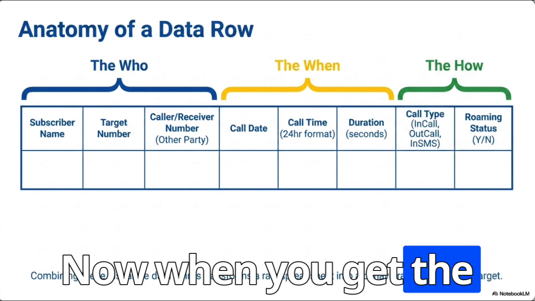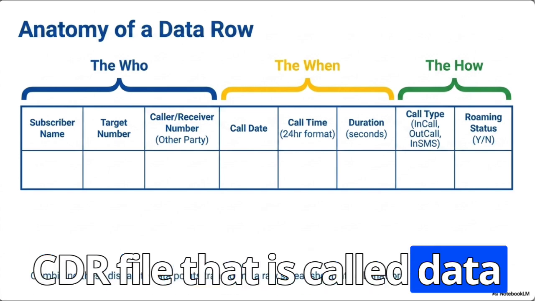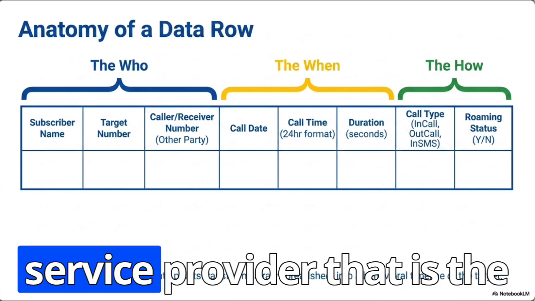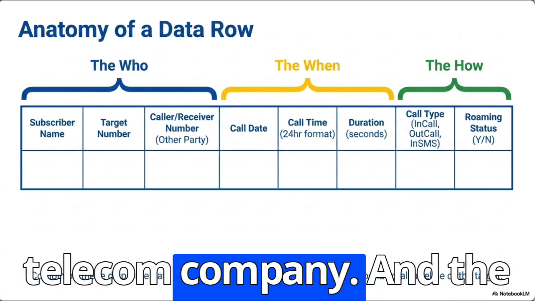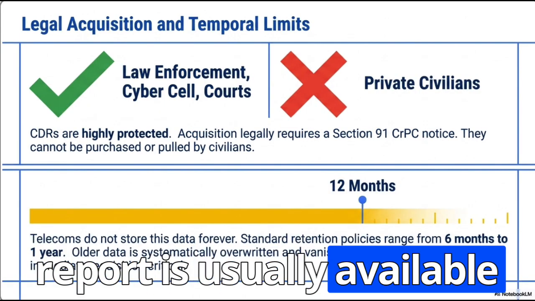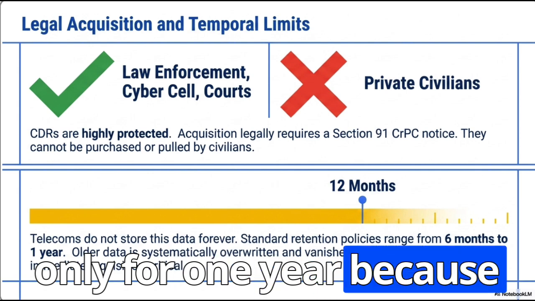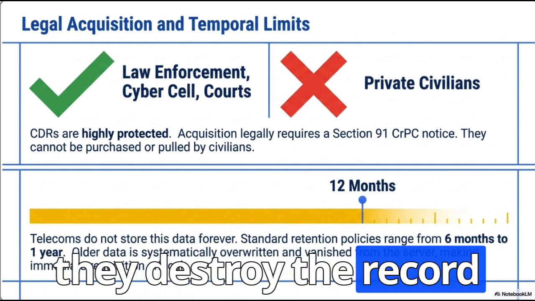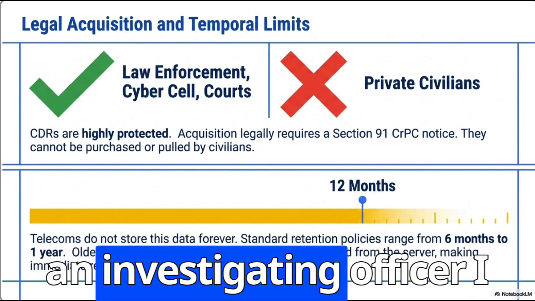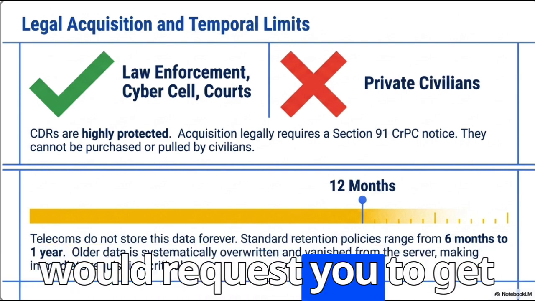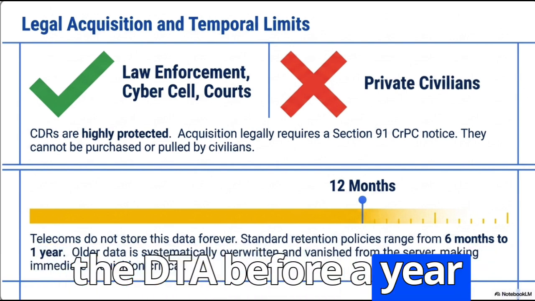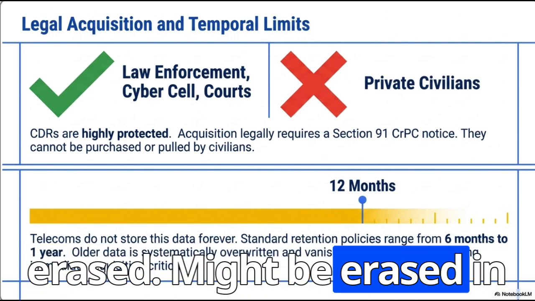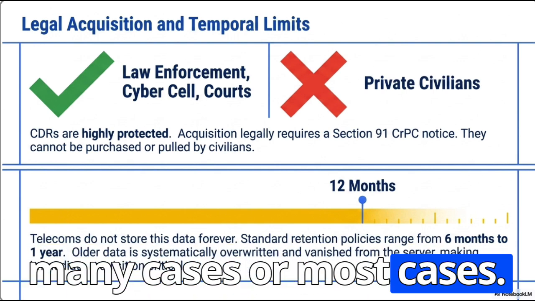Now when you get the CDR file, that is the call data record report, you have the service provider, that is the telecom company, and the report is usually available only for 1 year, because even the telecom providers destroy the record after 1 year. So if you are an investigating officer, I would request you to get the details before a year, otherwise the data might be erased in many cases or most cases.